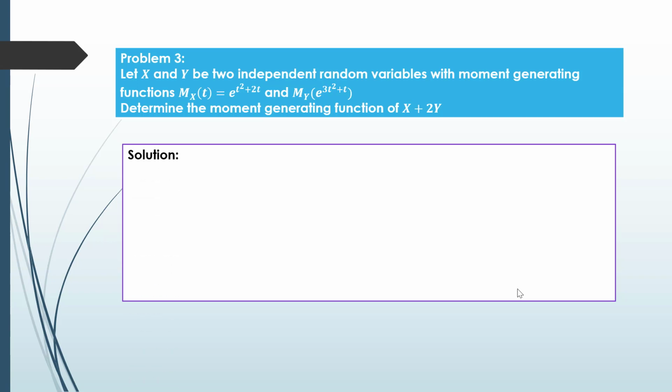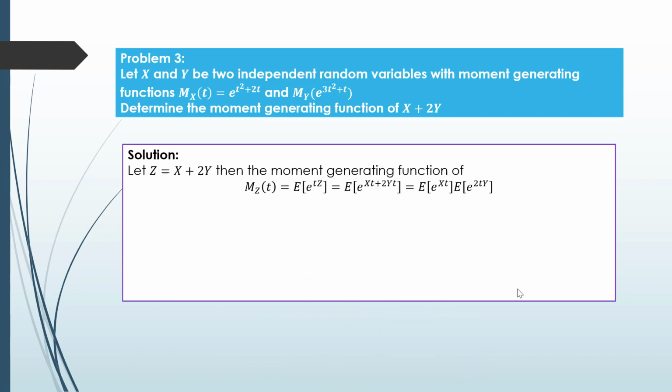So here I'm going to call z as the variable. Z is x plus 2y. Then the moment generating function of z is M_z of t. This is equal to the expected value of e to the tz by definition. And now we substitute z by x plus 2y. So this becomes the expected value of e to the xt plus 2yt.